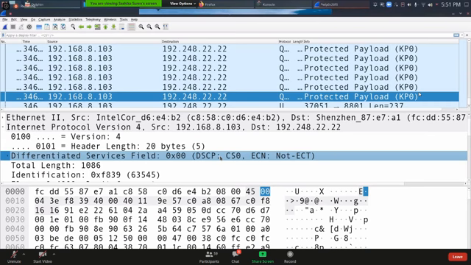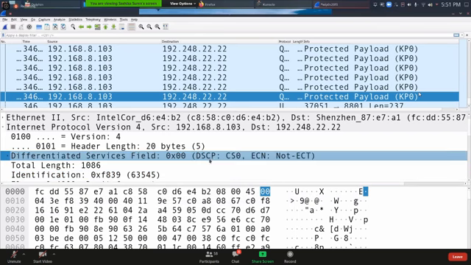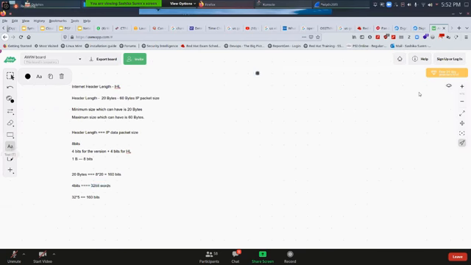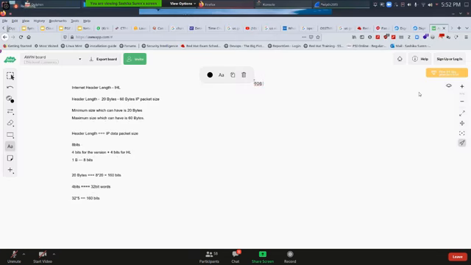This 8 bits, exactly 1 byte, contains two things. One is the differentiated service field. The first 6 bits, I'll explain that also. We call it the ToS, type of service, which contains exactly 8 bits in the IP header.